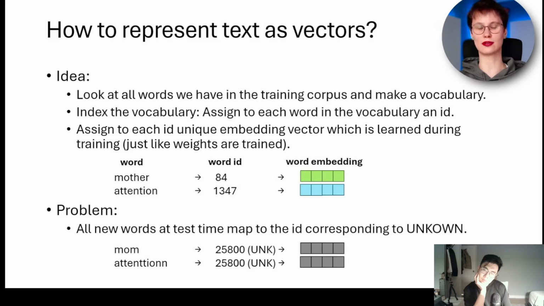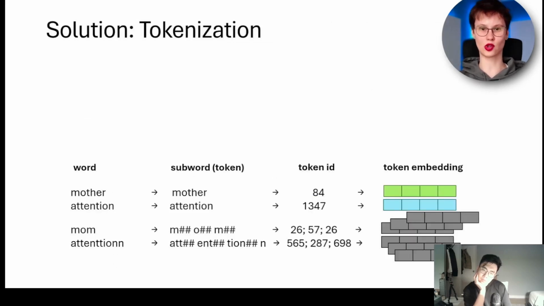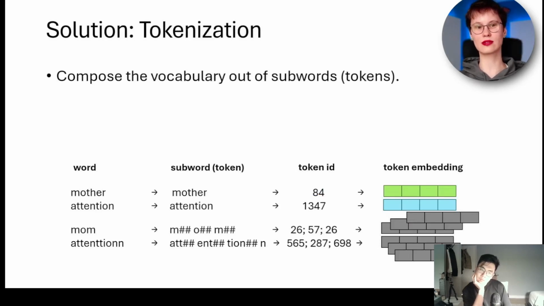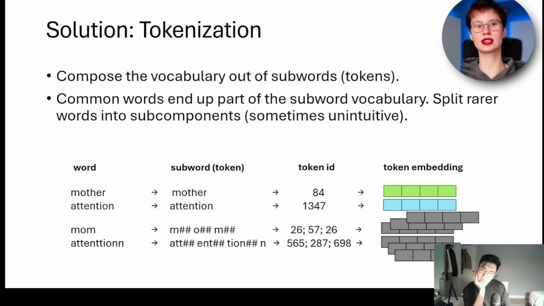So we have to somehow have a tokenization strategy such that new words will also get as semantic representation as possible. So the solution here is tokenization. Tokenization means that we compose the vocabulary now out of subwords, which we will call tokens, and the idea is to have common words end up as part of the subword vocabulary, but to split rarer words into subcomponents, and these subcomponents are sometimes unintuitive, but this is the idea.